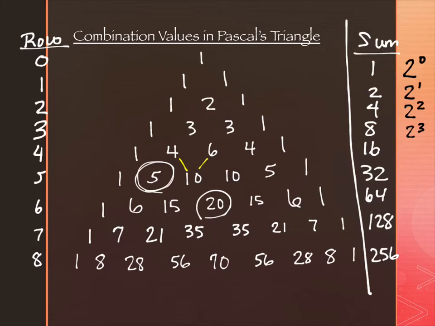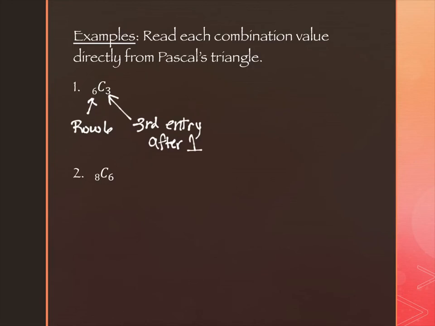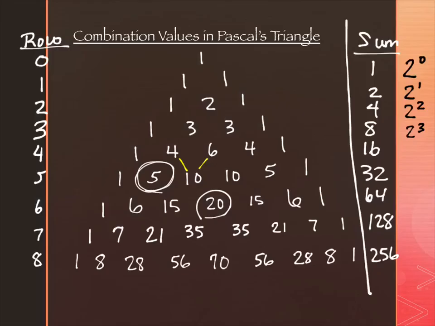How cool is that? It's a very nice application when the numbers are small enough. This number is 20. How about 8C6? So I'm on row 8. 1, 2, 3, 4, 5, 6. It's this 28th.